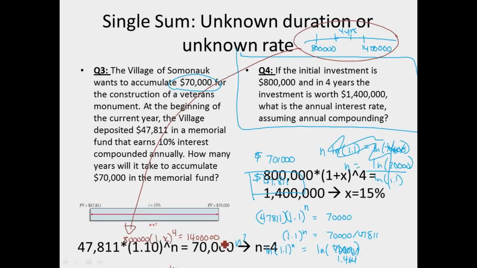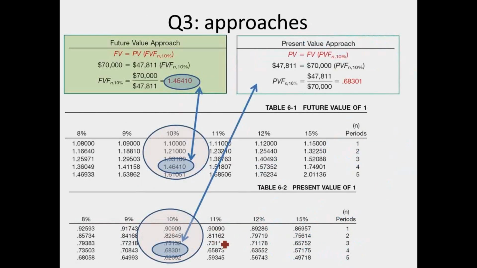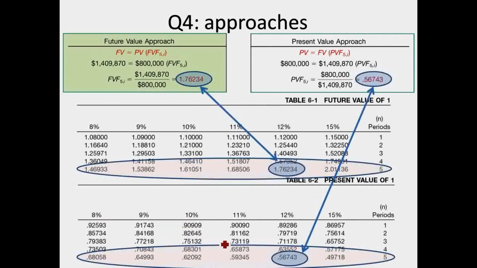Here I would divide 1,400,000 by 800,000, take the fourth root, and I would get 1 point something. The point part is what I'm solving for, and it's approximately 15%. Does everyone agree, based on your own doing of it? Here's the other way you would do it. You would go to the table. Oh, no, this is number 3.